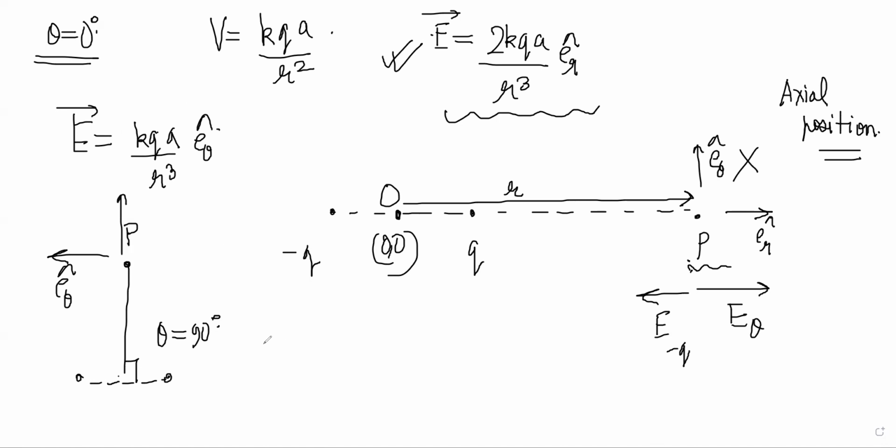And notice that potential at any point on this line is going to be 0 because cos 90 is 0. Why? Because since the point is on the perpendicular bisector, obviously these distances are equal, and the charges are equal and opposite, so potential has to be 0. I hope you are understanding.